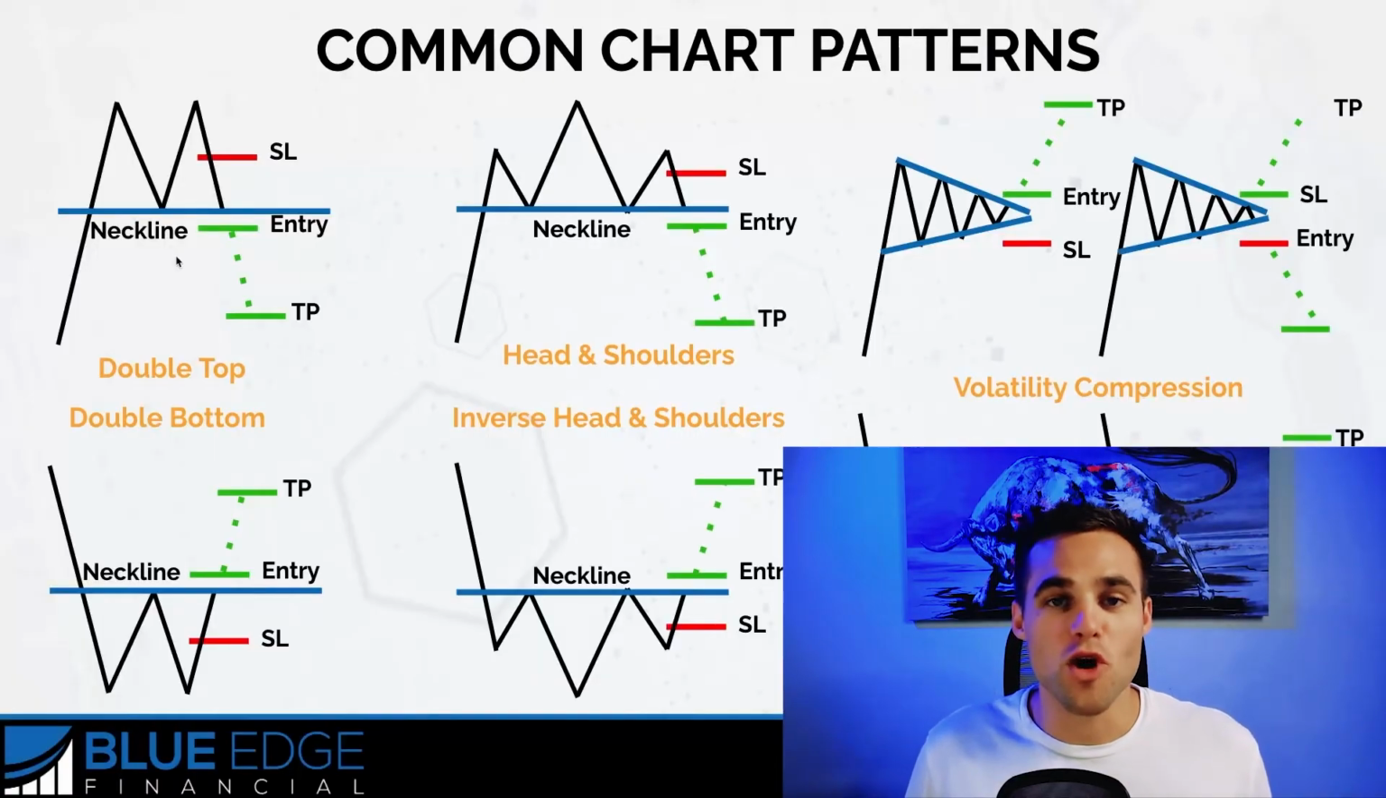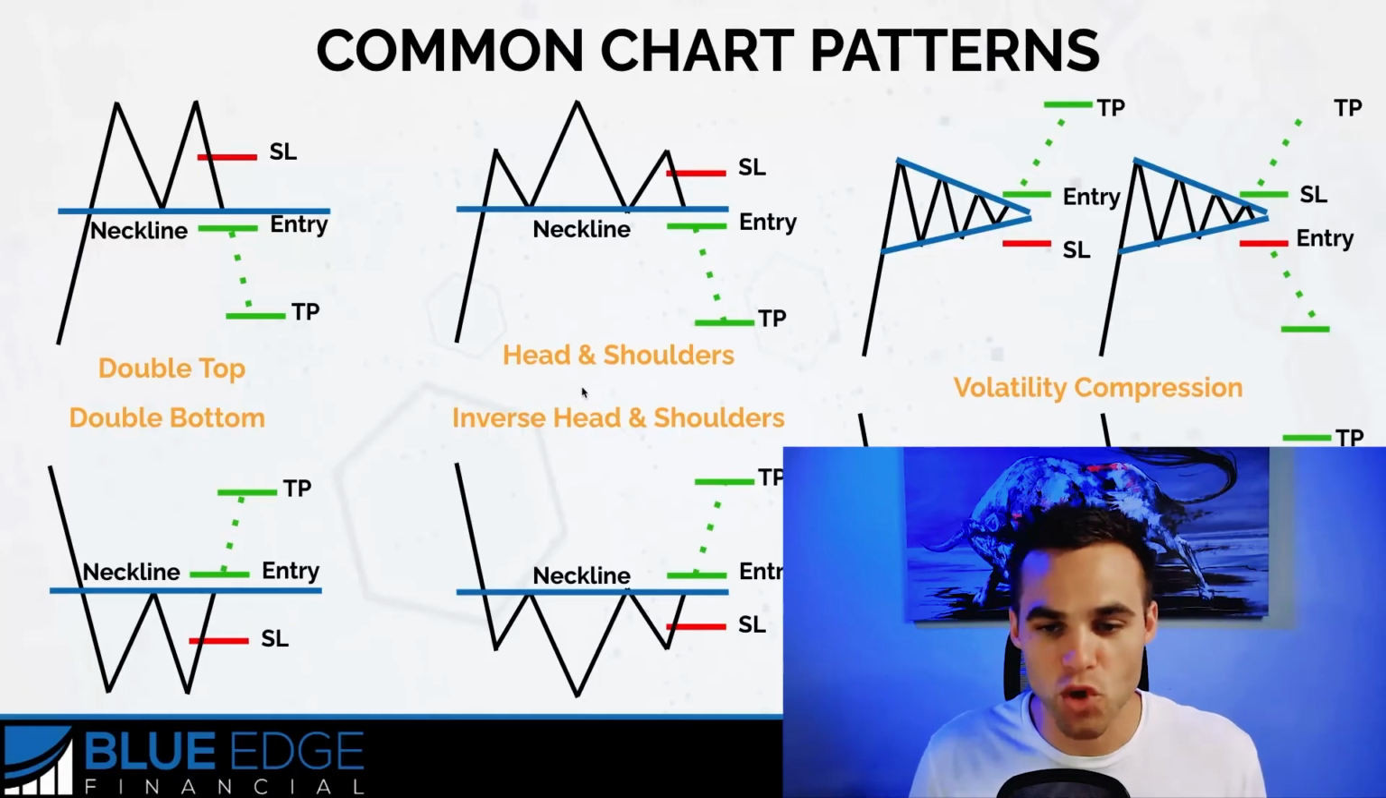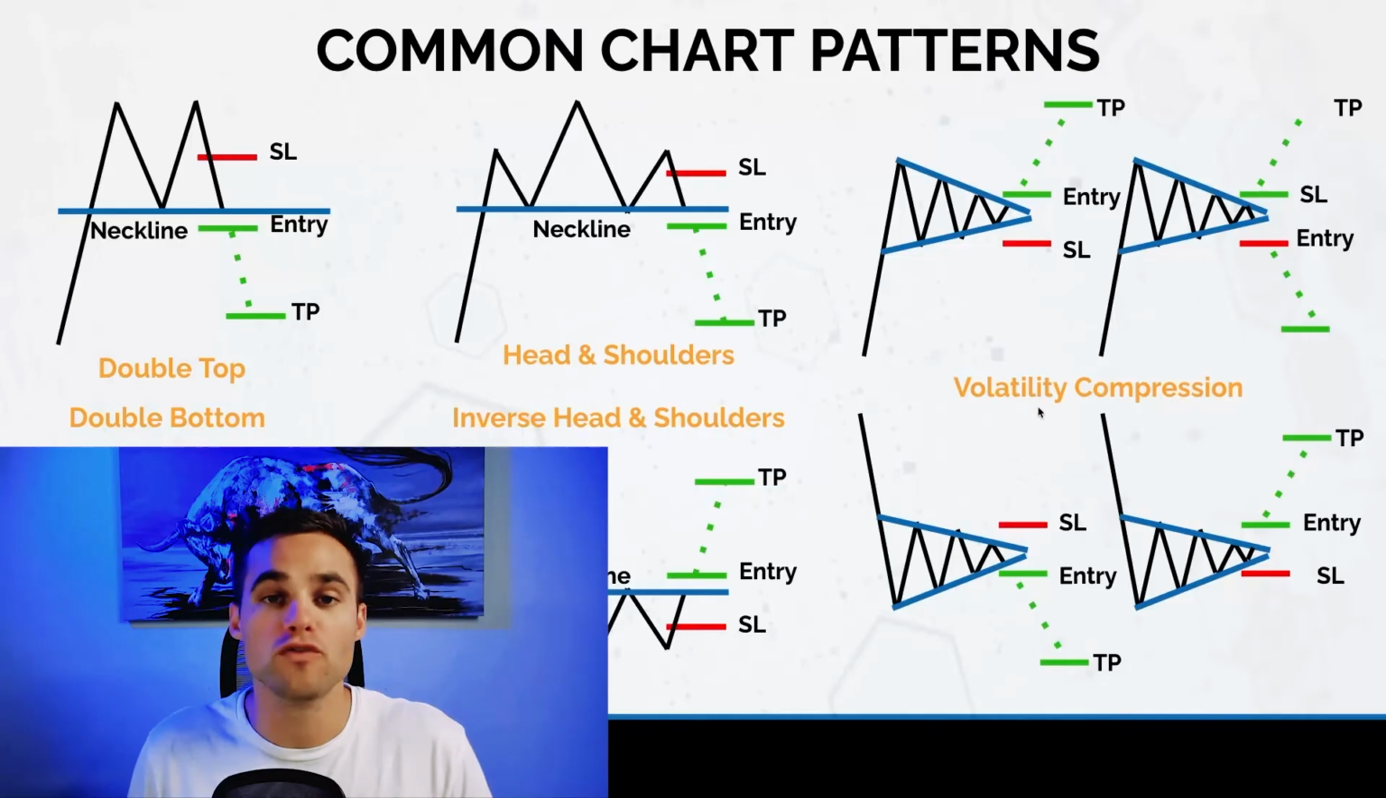There's a lot of different chart patterns out there, but these are the 3 most important chart patterns that you want to use in crypto. The first chart pattern is called a double top and a double bottom. The second chart pattern is called a head and shoulders and an inverse head and shoulders. And the third type of chart pattern is called volatility compression. So let's go ahead and dive in and take a look at what this actually means.